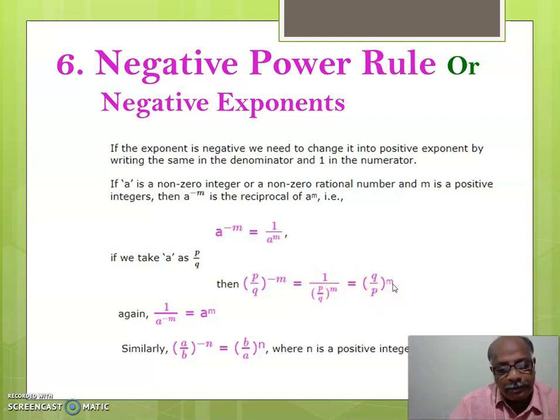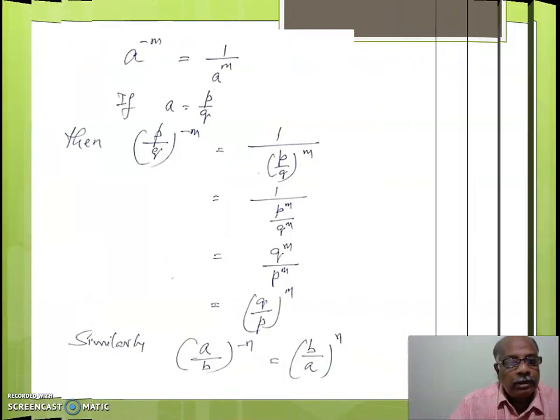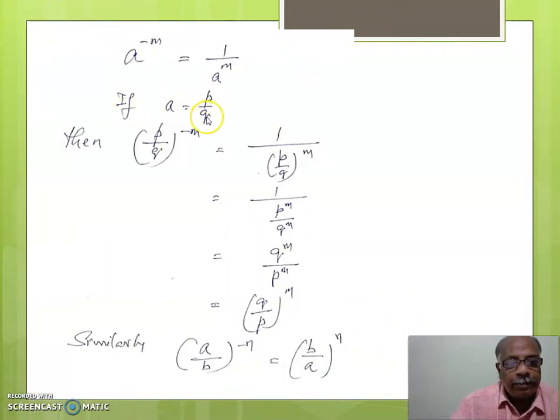How did it come? See, if a is equal to p by q, p by q whole to the power of minus m is equal to 1 by p by q whole to the power of m. So this can be written as 1 by p to the power of m by q to the power of m. Now this can be written as q to the power of m by p to the power of m. So the answer is q by p whole to the power of m. Similarly, a by b whole to the power of minus n is equal to b by a whole to the power of plus n.